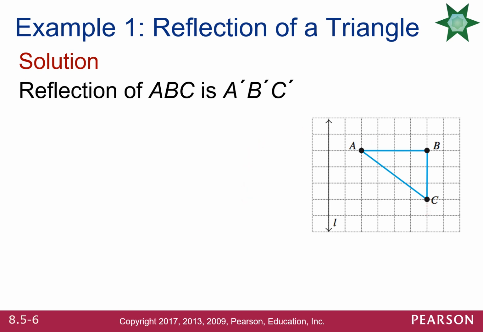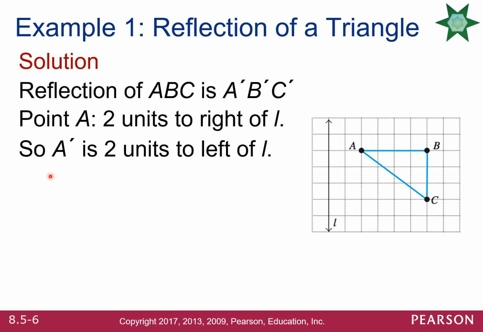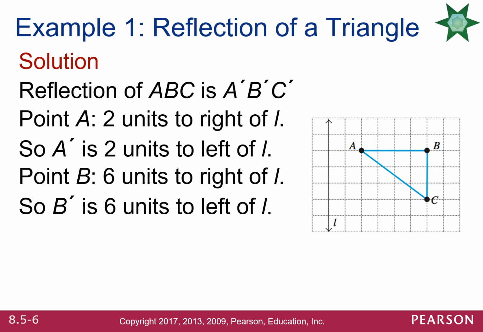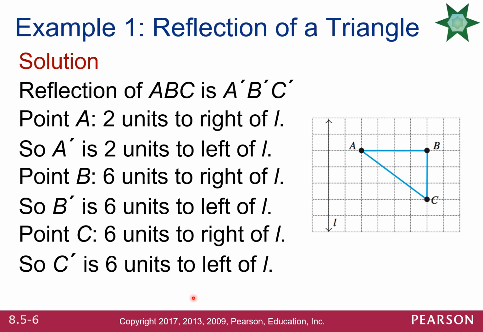All right. So let's look at the solution step by step, what they say here. Point A is 2 units to right of l. So the reflection A dash should be 2 units to the left of l on the other side of the axis. Same for point B, which is at 6 units to right of l, will be reflected 6 units to the left of l. And then point C is 6 units to the right of l. It should be reflected 6 units to the left of l.